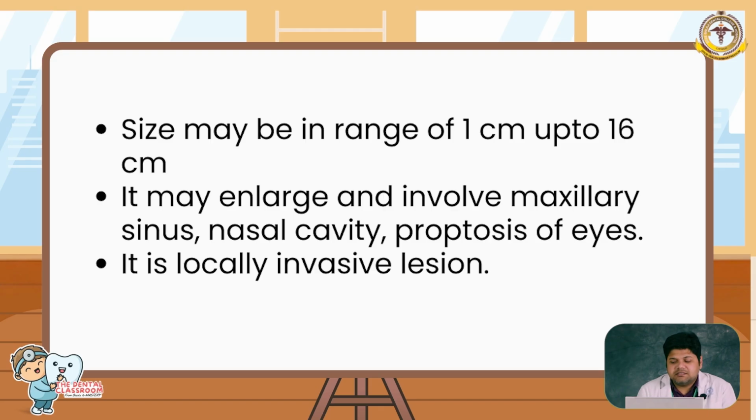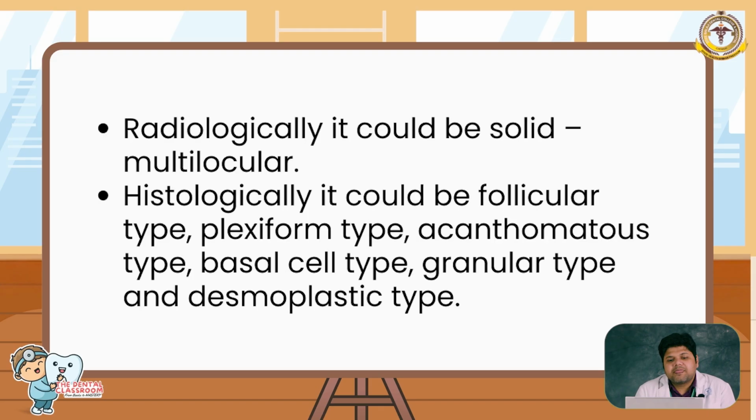And radiographic features are conventional, that is solid ameloblastoma, then multilocular appearance where numerous well-defined cystic spaces of various diameters can be seen. And when the radiolucencies are small, the lesion is described as honeycomb or soap bubble configuration. So histological appearance is follicular type, plexiform type, acanthomatous type, basal cell type, granular type, and desmoplastic type.